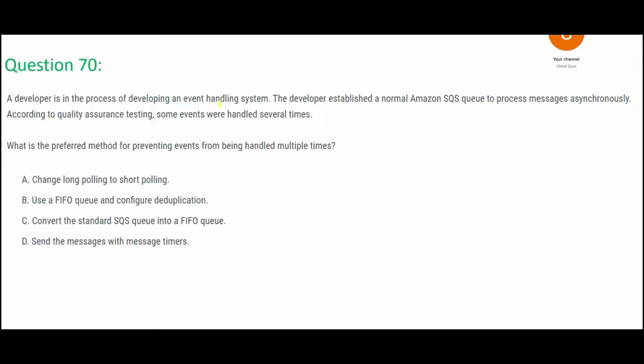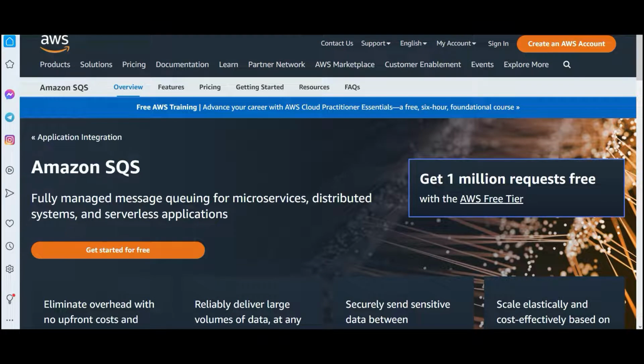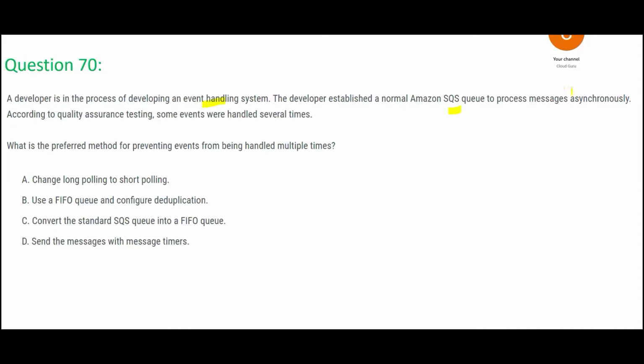So there is a guy, he is developing an event handling system, and this guy is using SQS. So SQS is a message queuing system, okay, and it is serverless, and the data is processed asynchronously. Now what happens is when the testing is being done, the quality assurance programs are being run, they see some sort of duplication, like some events handled several times.